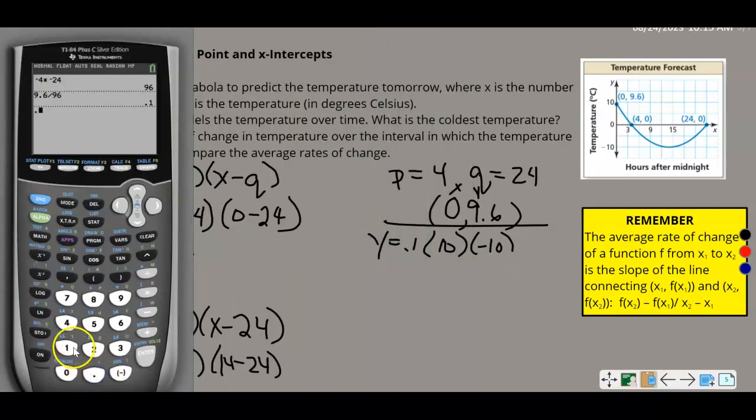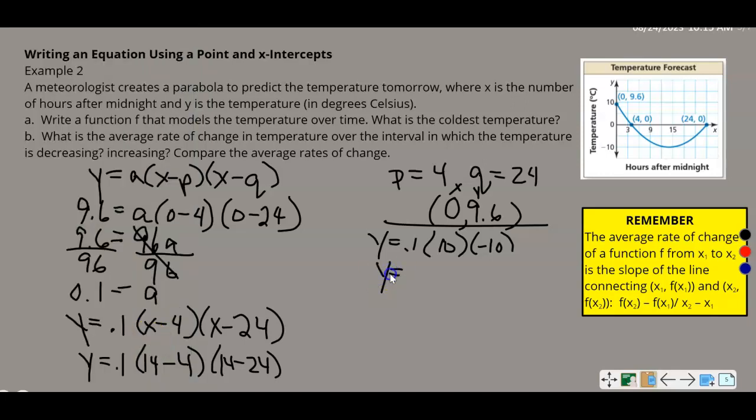So we've got 0.1 times 10. That's just going to be 1, but then we got to multiply by -10. I'm thinking it's going to be -10. Yes, -10. All right, so y equals -10. So our vertex is (14, -10).